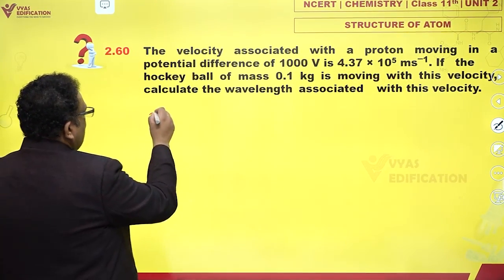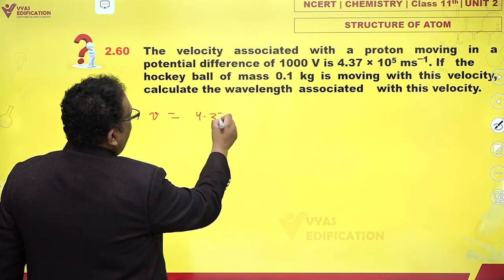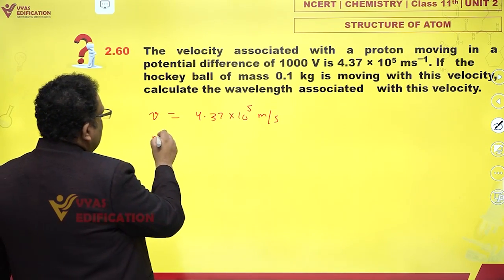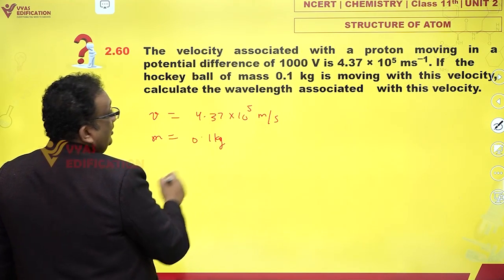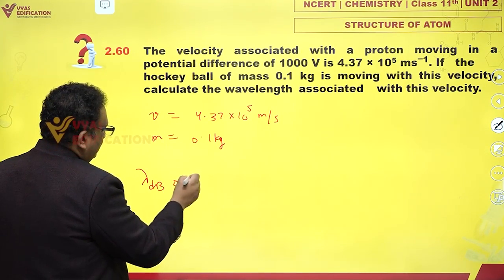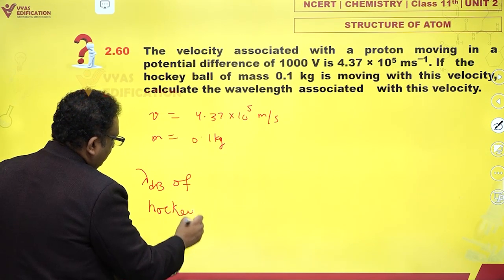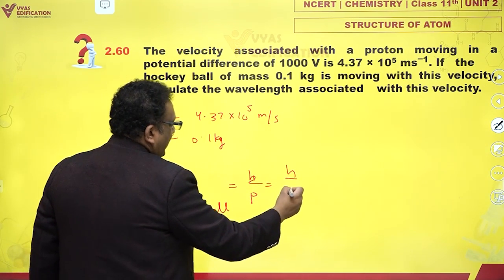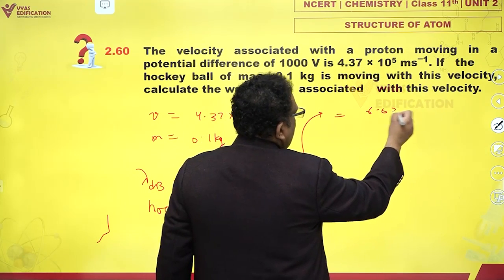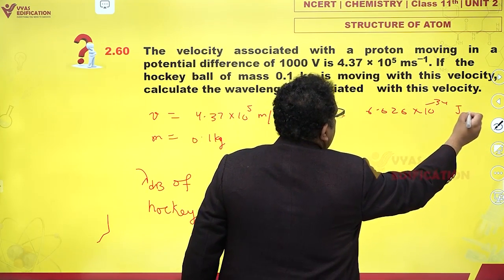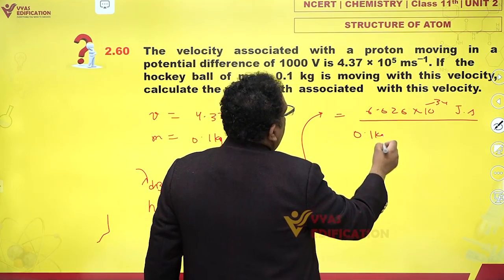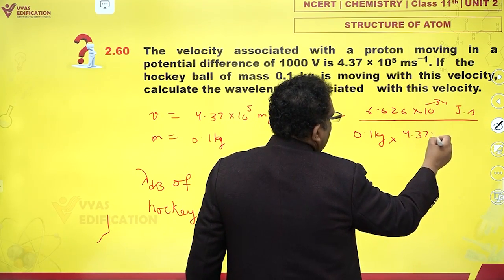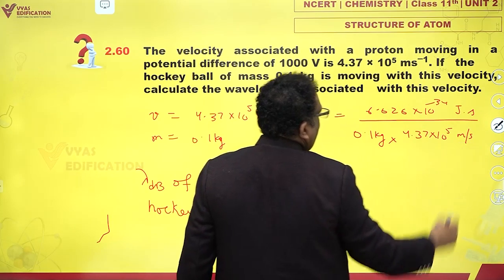So I just know that velocity of hockey ball is how much? 4.37 into 10 raised to 5 meters per second, which is pretty high. And mass of hockey ball is 0.1 kg. De Broglie wavelength of hockey ball will be h by p, which is h by mv, which is 6.626 into 10 raised to minus 34 joules second divided by 0.1 kg into 4.37 into 10 raised to 5 meters per second.